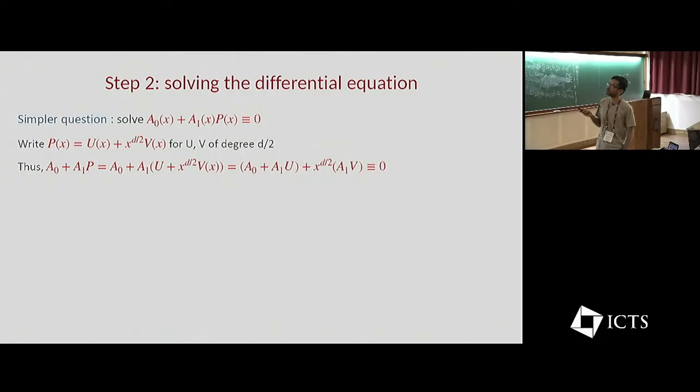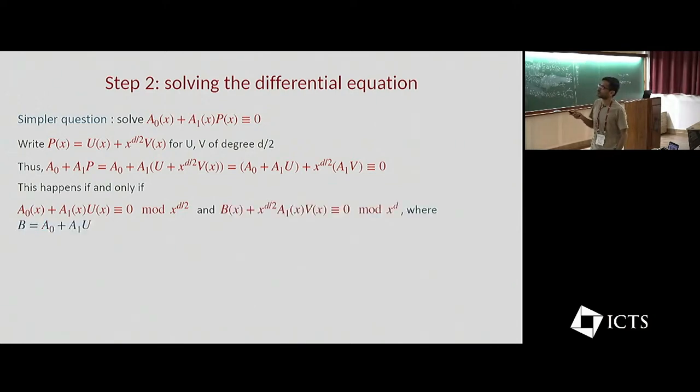Now, if you stare at this expression, notice that this part, a1 times v, comes with x to the d over 2. So this part is only going to output monomials of degree greater than d over 2. Which means that if this has to equal 0, then all the monomials of degree less than d over 2 come from here. So it better be the case that a0 plus a1u is 0 mod x to the d over 2. Okay, so this is the monomials of degree less than d over 2. If we focus on monomials of degree greater than d over 2, some of them come from here and the rest comes from here. So what should hold is that b of x plus x to the d over 2 times a1 times v should be 0 mod x to the d, where b is just a0 plus a1u. We know a0 plus a1u is 0 mod x to the d over 2, so it only generates monomials of degree greater than d over 2, and so each of these conditions should hold.